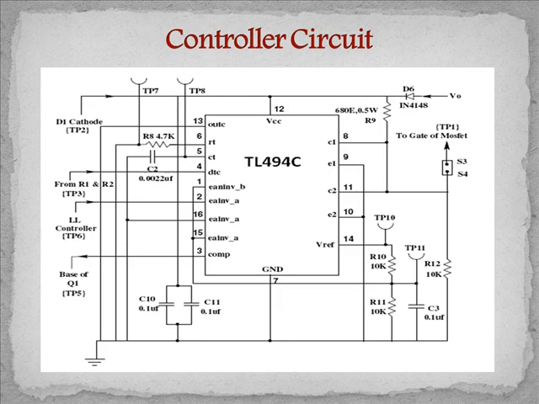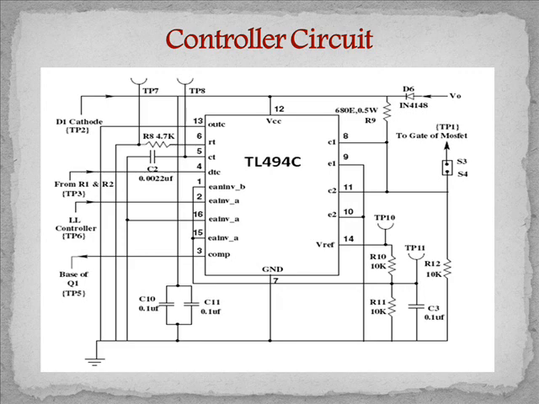Coming to the controller circuit of the non-isolated boost converter, the controller circuit consists of an IC TL494C. The switching frequency of the switching element is decided by the RT and CT. Here, the RT is taken as R8 and CT is taken as C2. By connecting this R8 and C2, a ramp voltage signal is produced and its magnitude is decided by the dead time control, that is pin number 4.